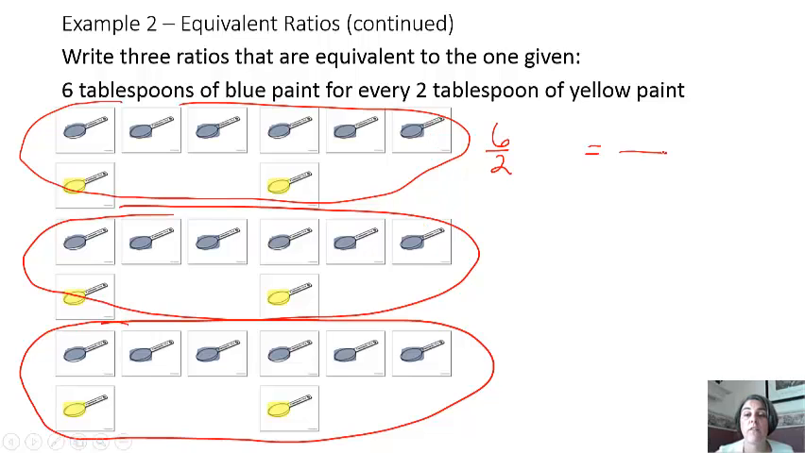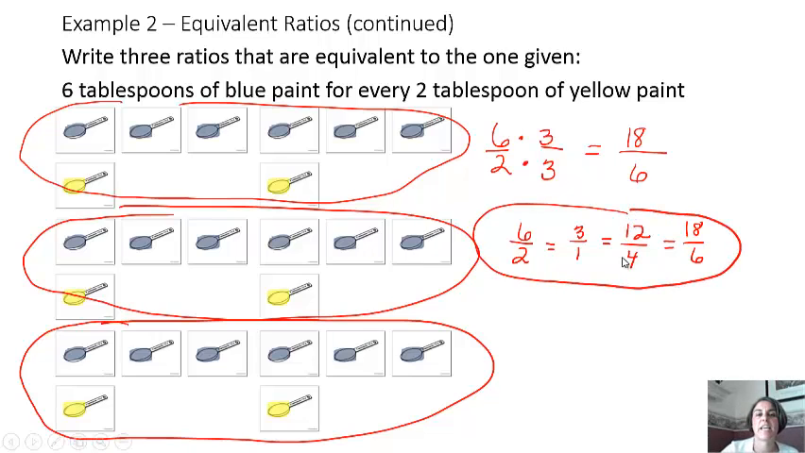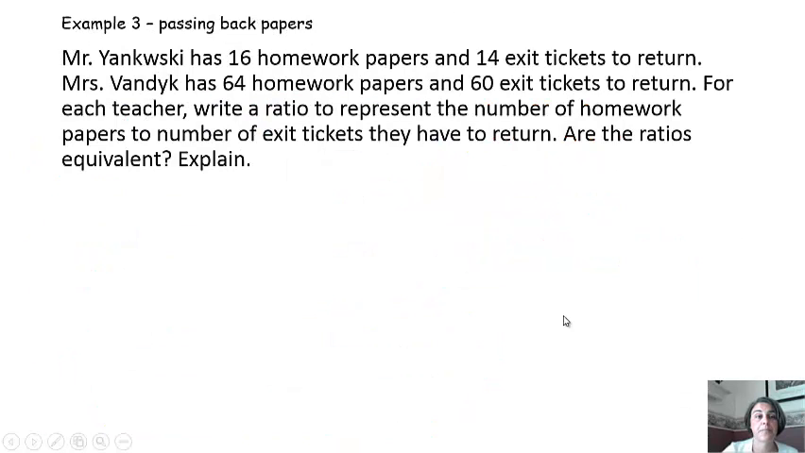So 6, 12, I actually put in 18 blue and 2, 4, 6 yellow to create the exact same shade of green, but it's just 3 times as much. 2 times 3 is 6, 6 times 3 is 18. So 6 to 2 is the exact same ratio as 3 to 1, exact same ratio as 12 to 4, and the exact same ratio as 18 to 6. Those are all equivalent. They're going to produce the exact same shade of green paint.